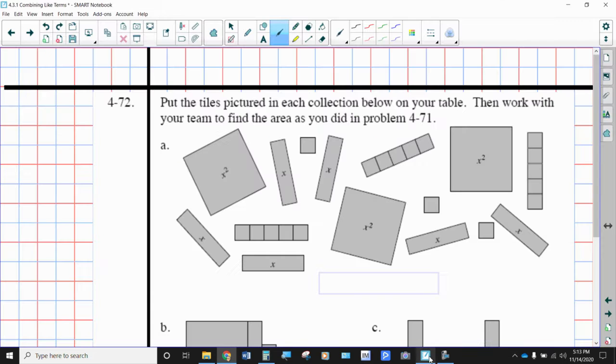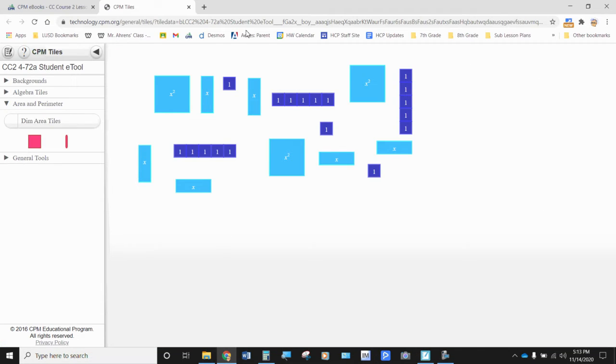So is the direction saying to then work with your team to find the area? Okay, so I would rather you not spend the time to write this as x squared plus x plus x plus x plus blah, blah, blah plus x. It's terrible. That's a nightmare. Don't do that, please. Make your life easier. Let's go straight to combining like terms.